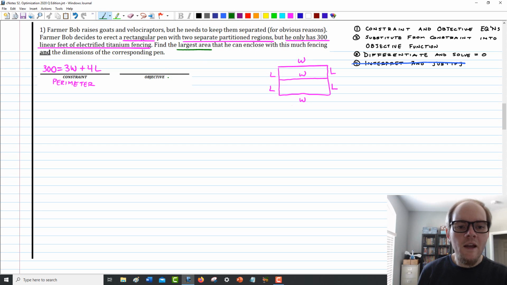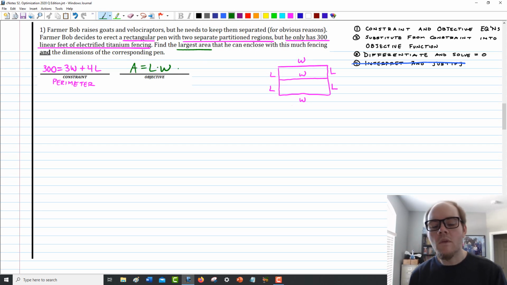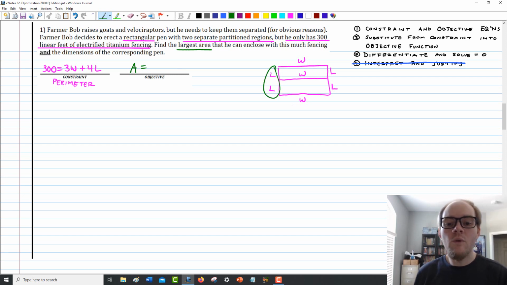So we want area. Now it's natural for people to write area and just go length times width. But look at our picture. Length times width is not the area of that particular rectangular drawing. Instead, because we have 2 L's on the side, our area is actually 2L times W. So we do have to be a little bit careful. That's one of those things to watch out for, for sure.